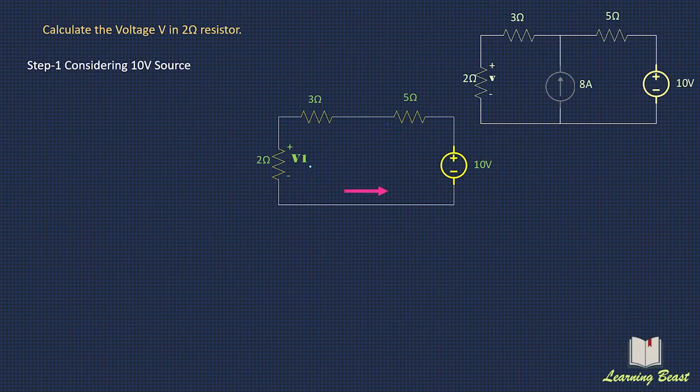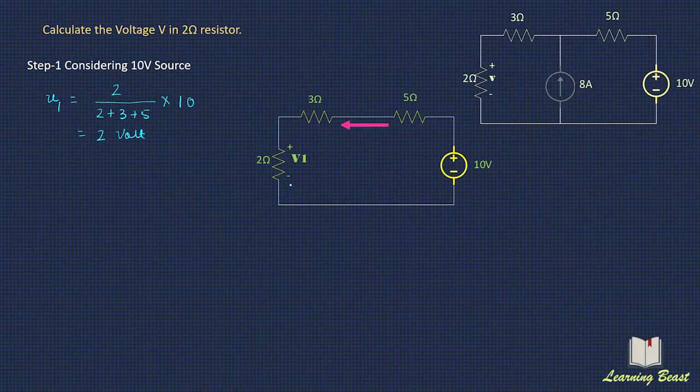This voltage division rule is always applicable in a series circuit. So V1, which is the voltage across 2 ohm resistor, is the value of the resistor in which we have to calculate the value of voltage divided by sum of resistances. So 2 plus 3 plus 5 into supply voltage, that is 10 here. So 10 and 10 will cancel out. So this is 2 volt.